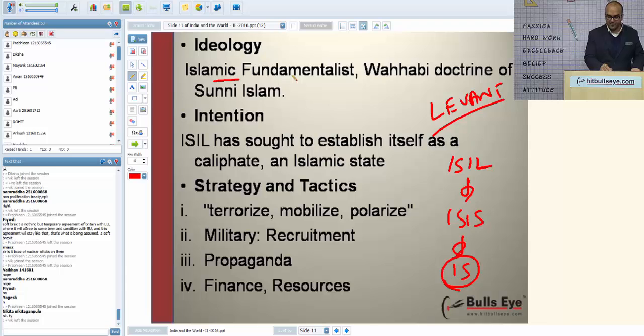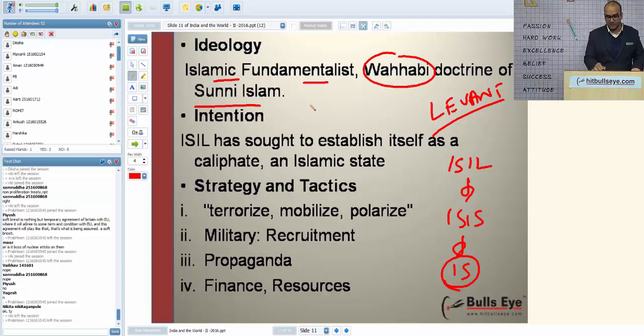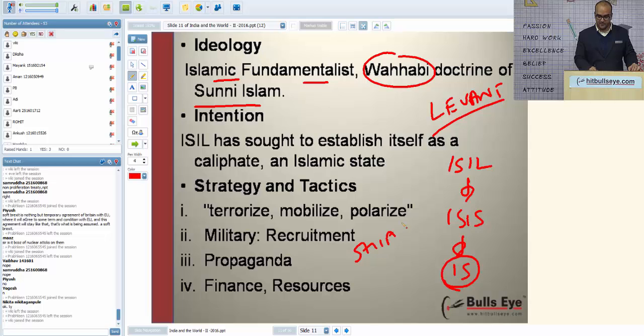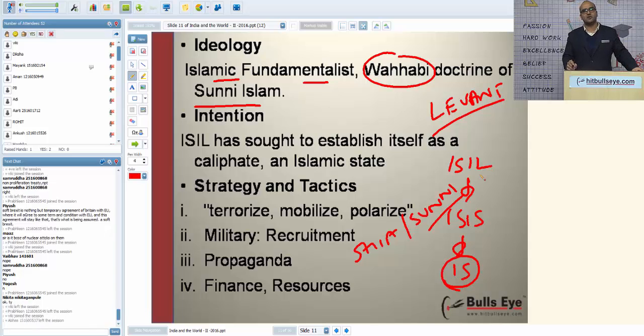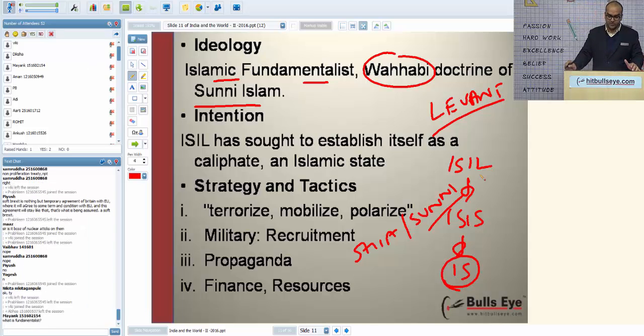It is an Islamic fundamentalist Wahhabi doctrine of Sunni Islam. Now, as far as Islam is concerned, there is a division, there are two major sects, that is Shia and Sunni. Right? Shia and Sunni. The division between them is not a part of this presentation. I suggest you read the Wikipedia page on the Shia-Sunni conflict. You'll be very clear on what the issue is all about.